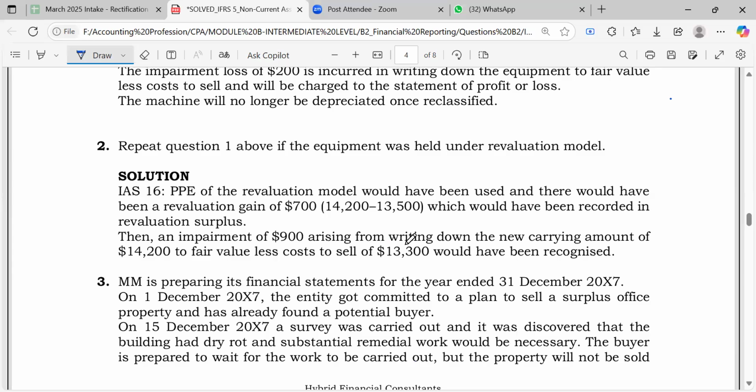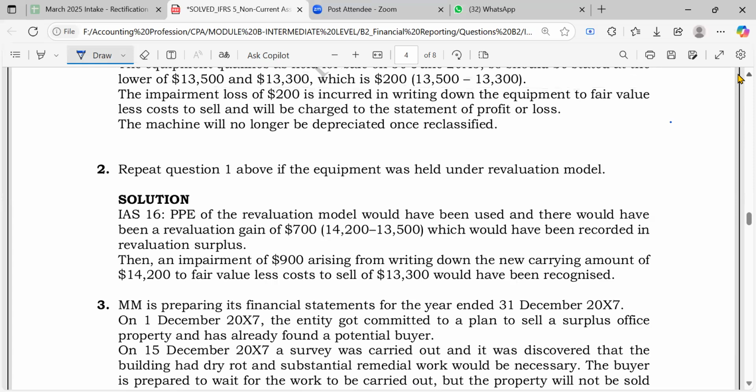Repeat question 1 above. If the equipment was held under the revaluation model, what would you have done in that case? This question is very, very important here.